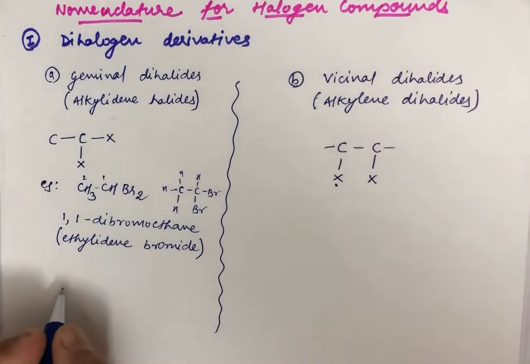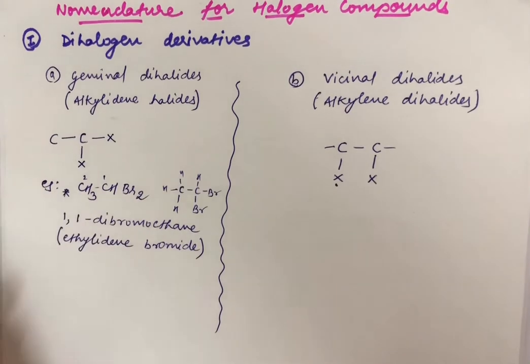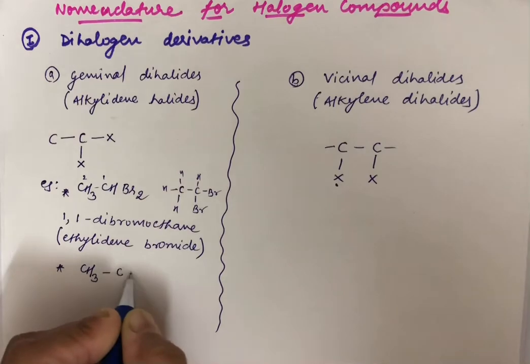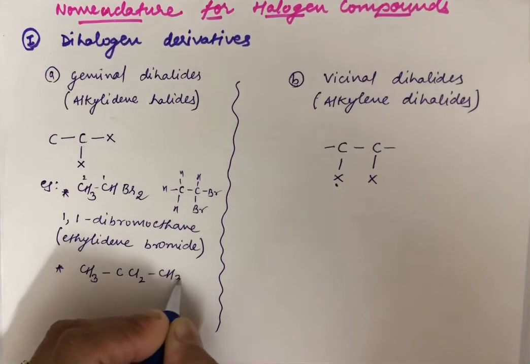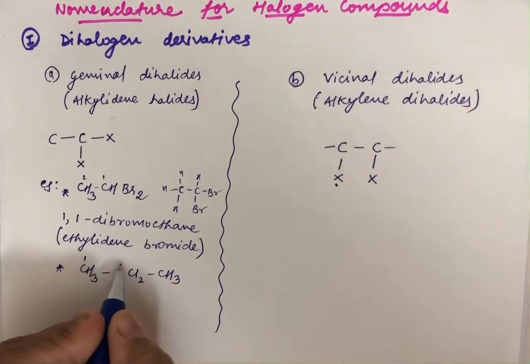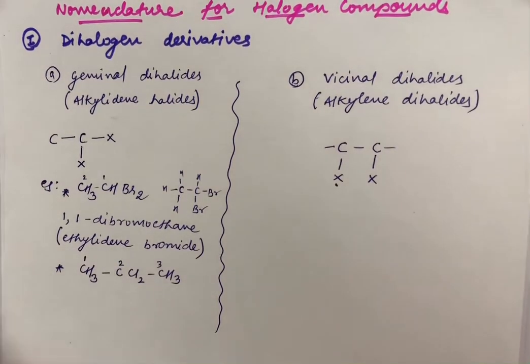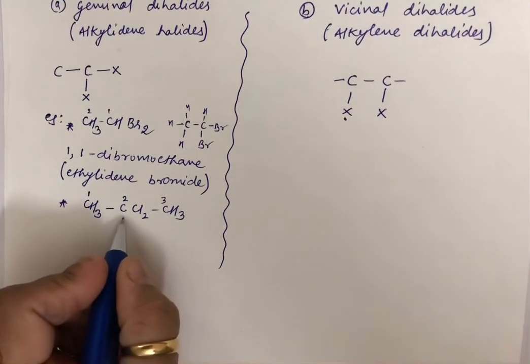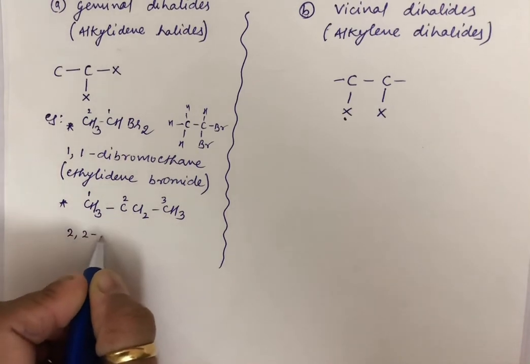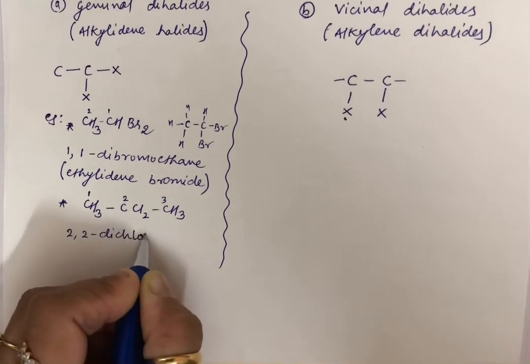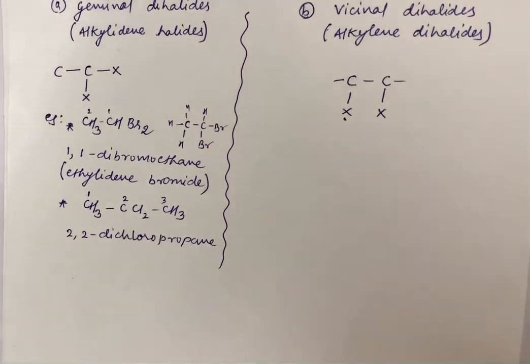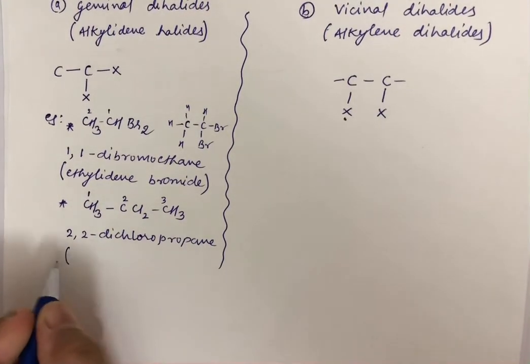Now let me support with another example. Let me take this as CH3CCl2CH3. Now what would the name be for this? 1, 2 and 3 carbons are there. On the second carbon you can see two Cl atoms are attached. So how do you write the name for this? It would be 2,2-dichloro, and as 3 carbons are there, you name it propane.